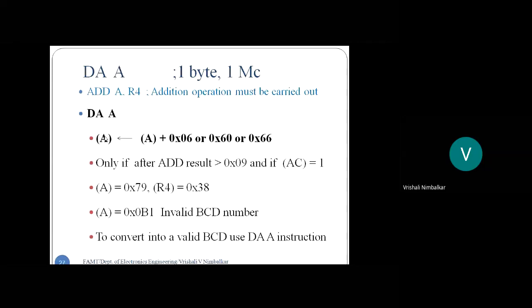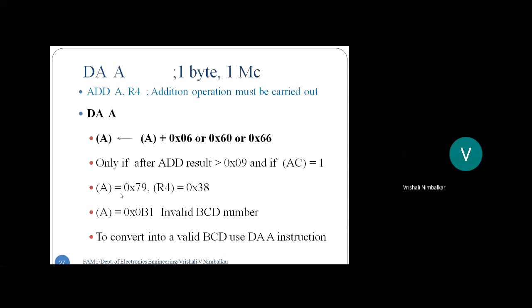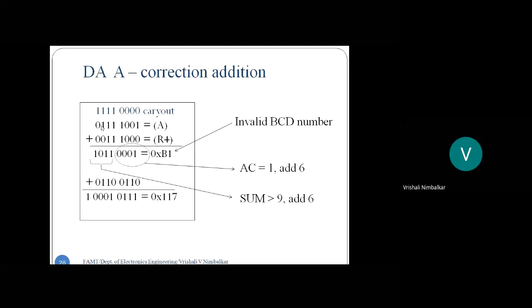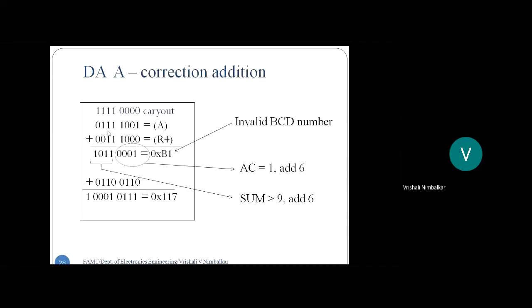So see, the example is written ahead. The same example, that is 79 plus 38. See here students, what were the digits we had taken? 79 hex in accumulator, 38 hex in R4. So accumulator is having 79, 0111 1001. R4 is having 38, 0011 1000. And now microcontroller will perform addition, right? This is because this ADD A, R4 is getting executed.